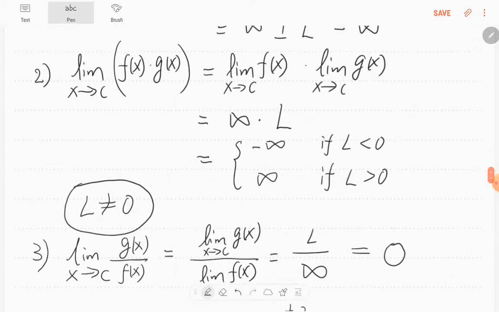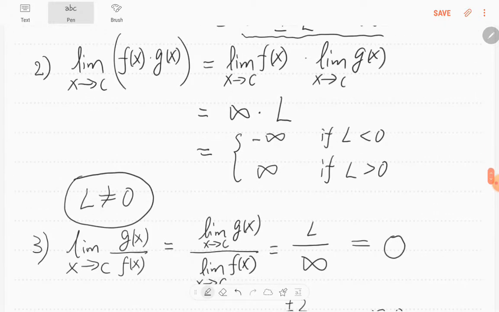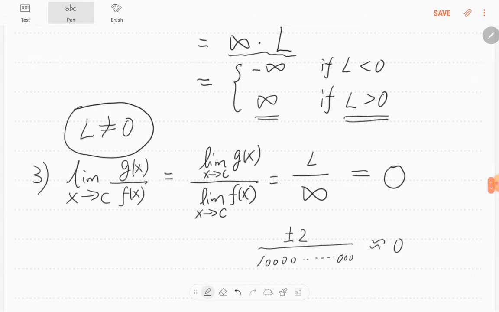So here are three rules, right? Infinity plus or minus a fixed number equals infinity. Infinity times a fixed number: if this number is less than 0, it's negative infinity; if this number is positive, then it's positive infinity. L divided by infinity would be 0. Okay.